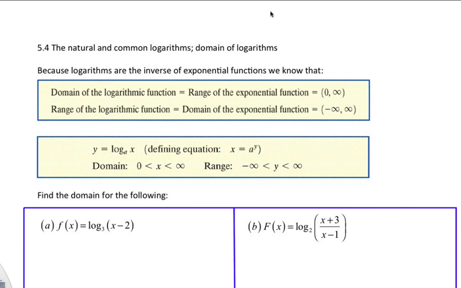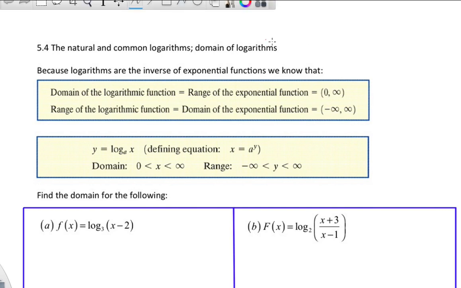Okay, 5.4, the natural and common logarithms, domain of logarithms. To talk about this, we have to keep in mind that logarithms were defined to be the inverse of exponential functions. So here's an exponential function. Let's look at a couple of things we know in terms of domain and range. We know that the domain was that you can plug in any x that you want, as long as your base was okay. So we did say that a had to be larger than 0.